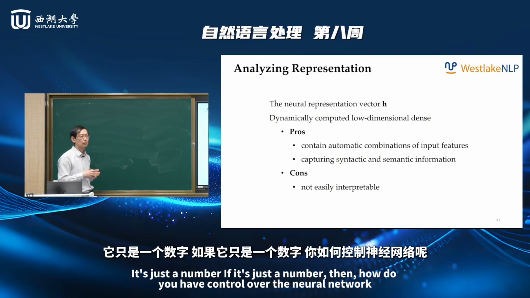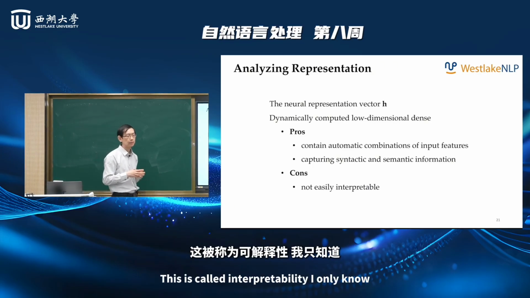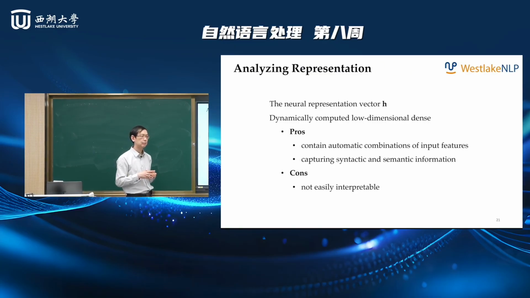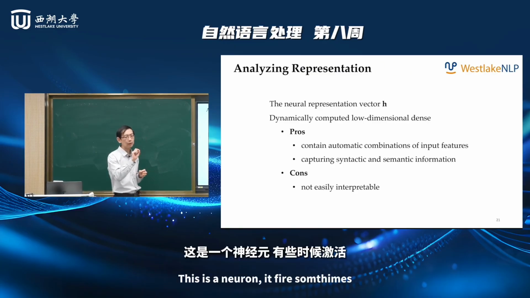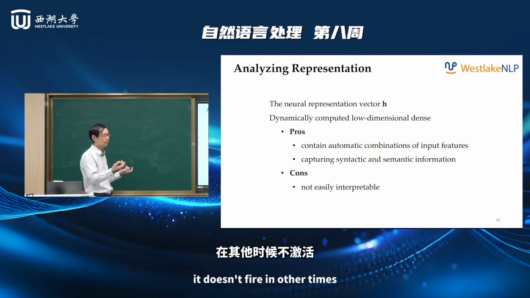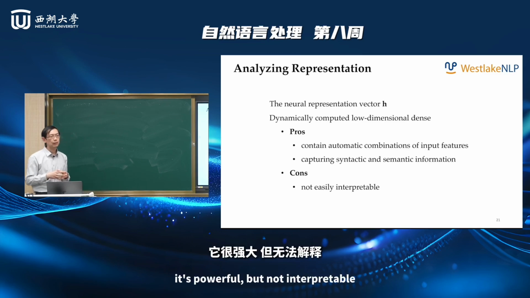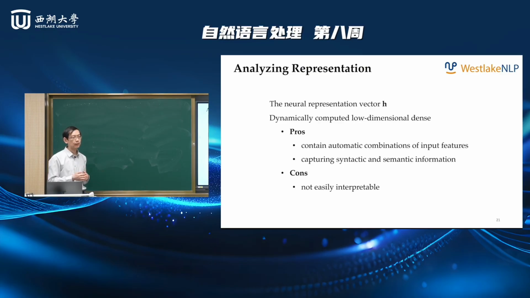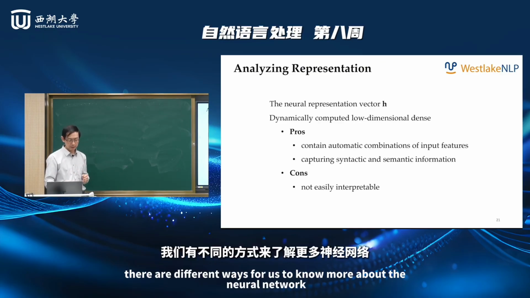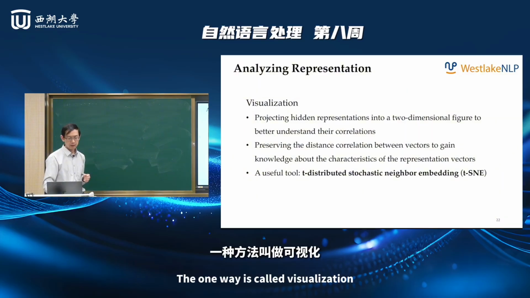If it's just a number, then how do you have control over the neural network? This is called interpretability. I only know, okay, this is a neuron, it fires sometimes, it doesn't fire at other times, but what does it mean? So how can you make your neural network more interpretable? Okay, it's powerful, but not interpretable. So there are different ways for us to know more about the neural network. So one way is called visualization.